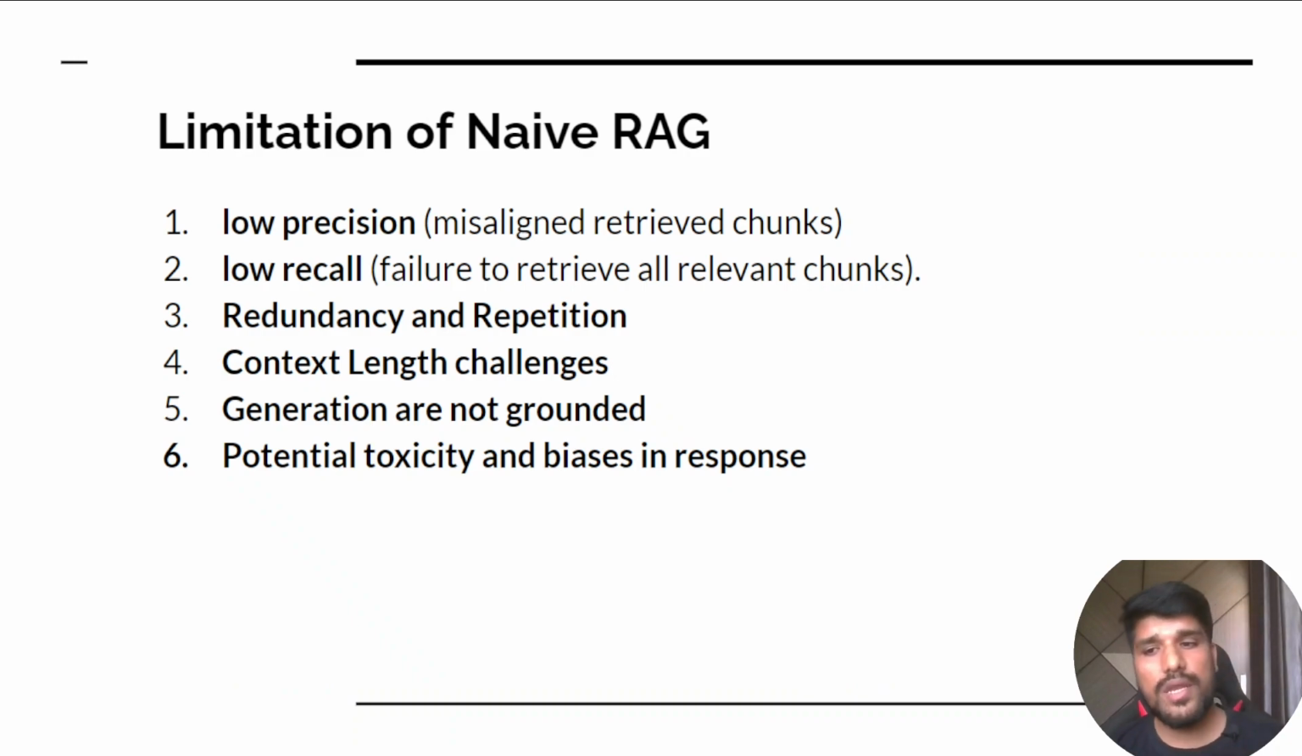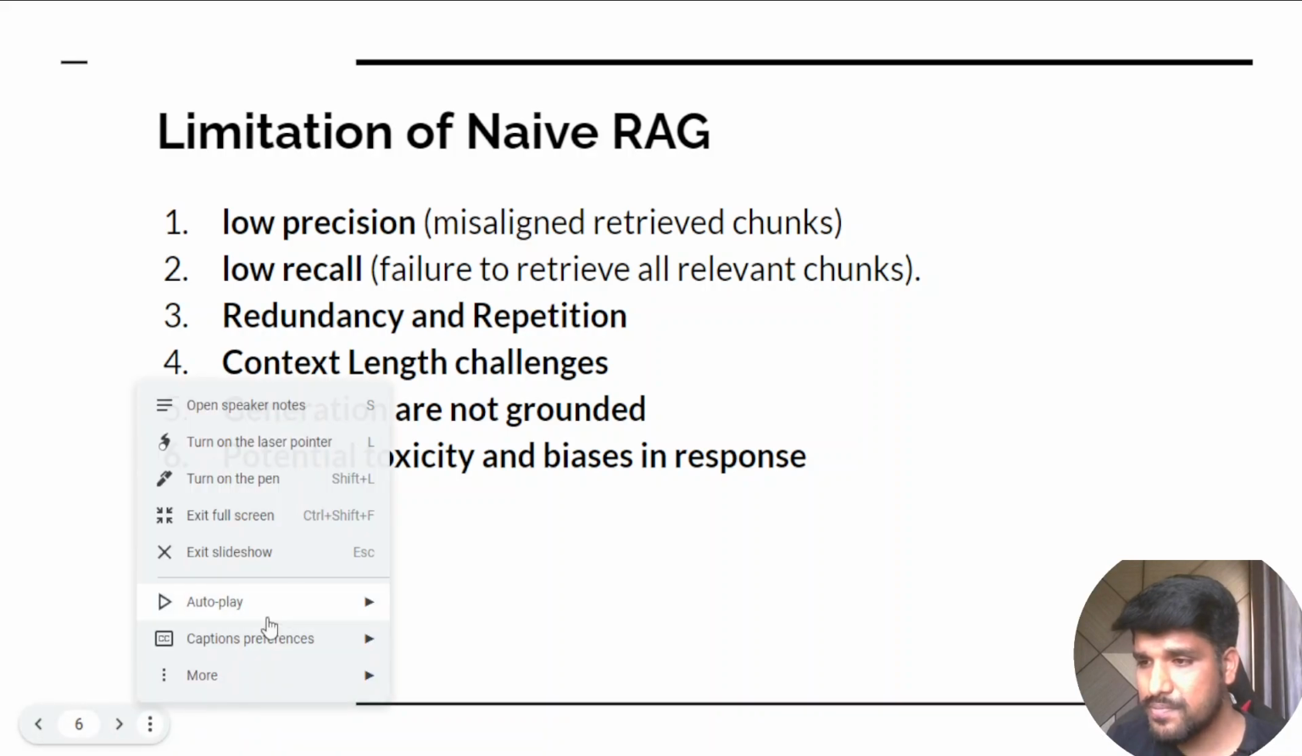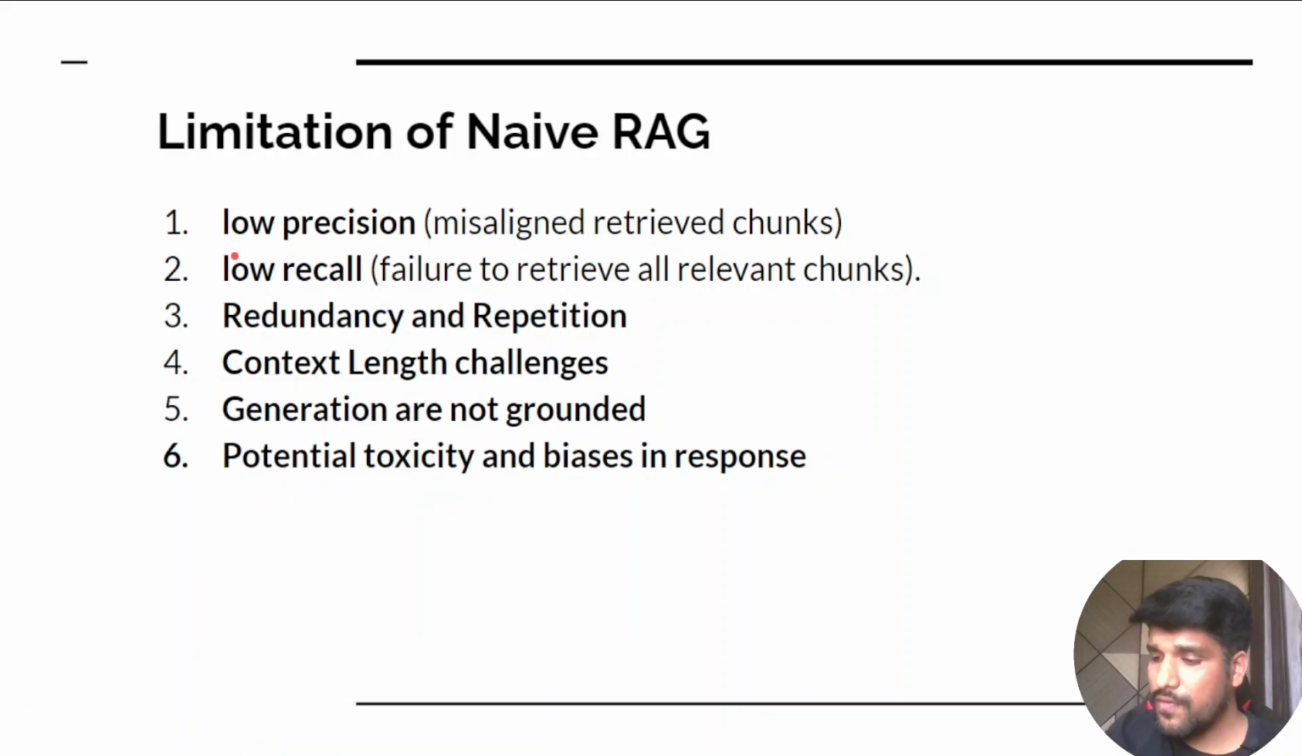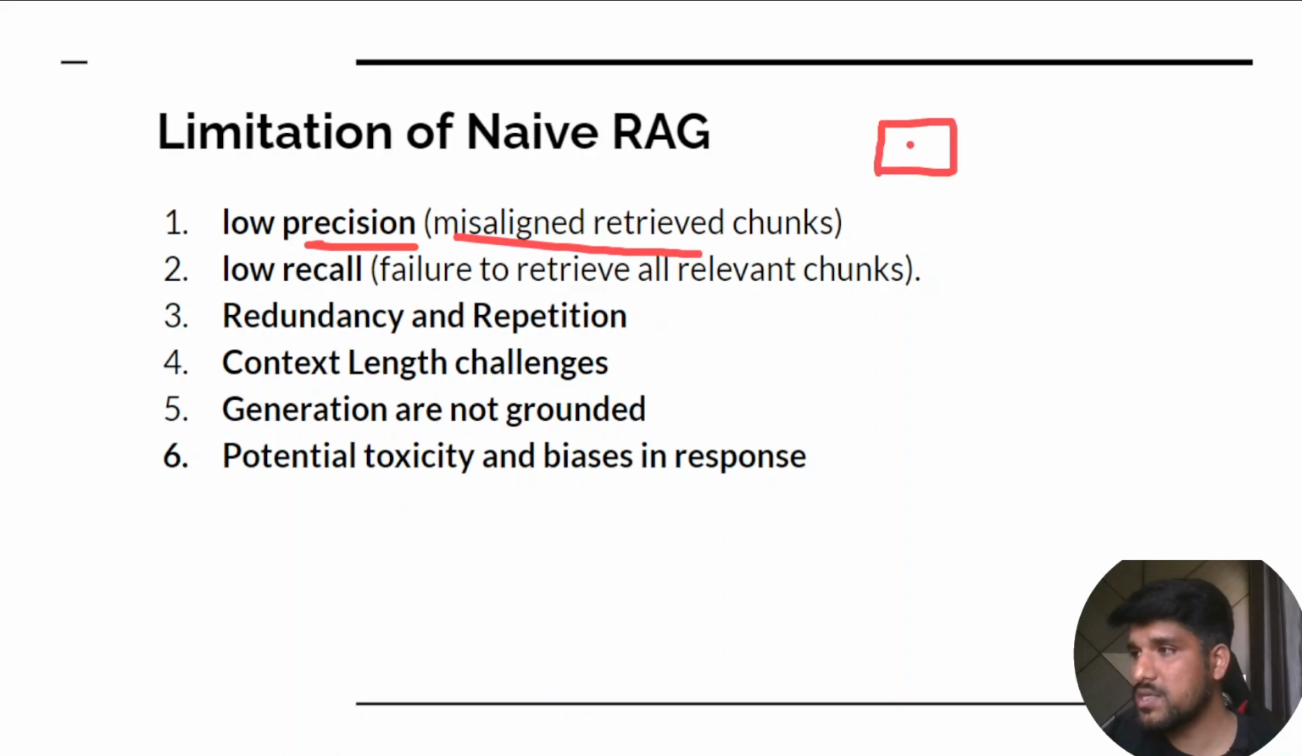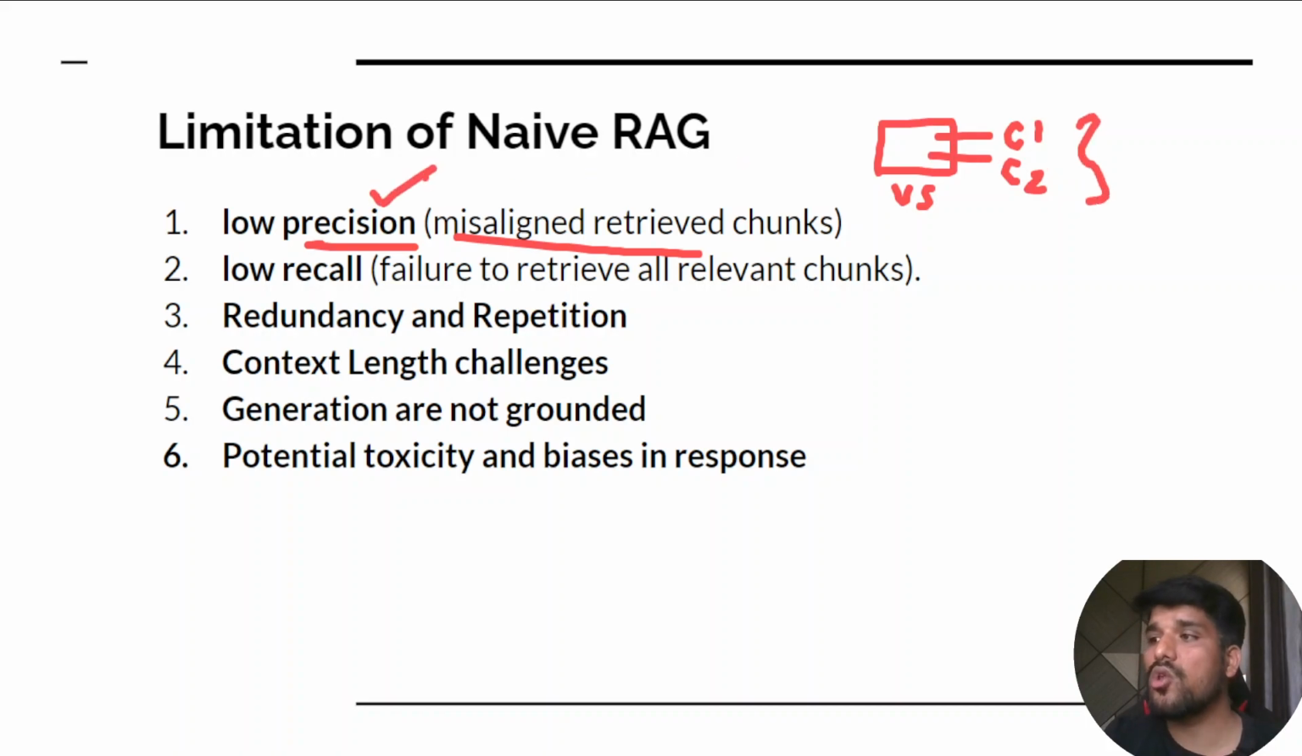Next, there are some limitations of this RAG system. The first limitation is low precision. What do we mean by low precision? Whatever chunks are retrieved from the vector store, let's say chunk 1, chunk 2, many times this naive approach is not able to get the accurate chunks. This is called low precision.